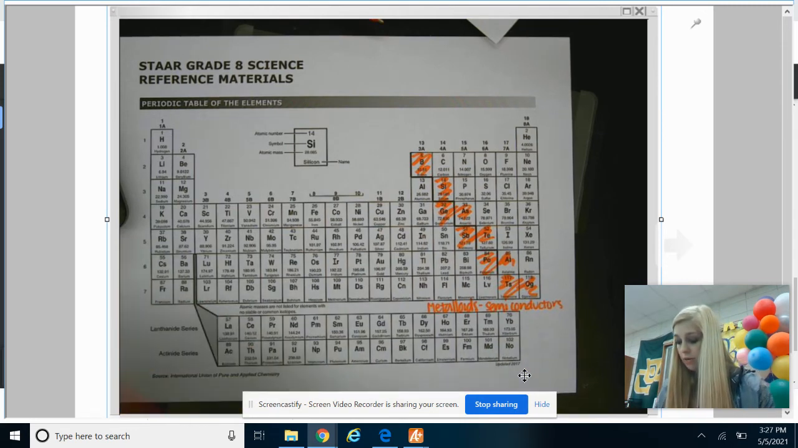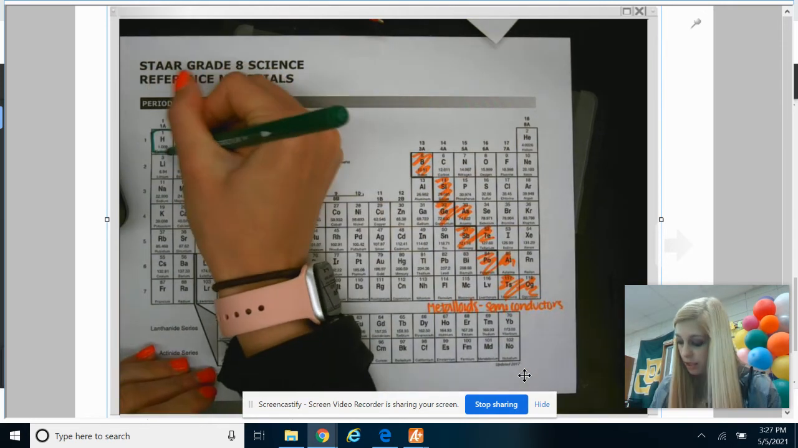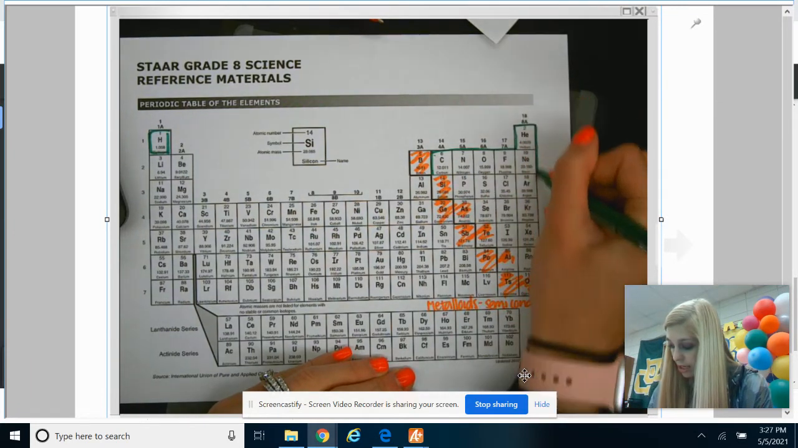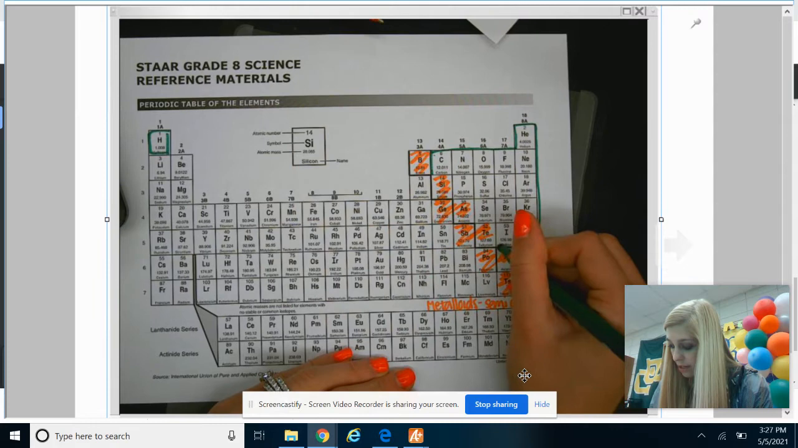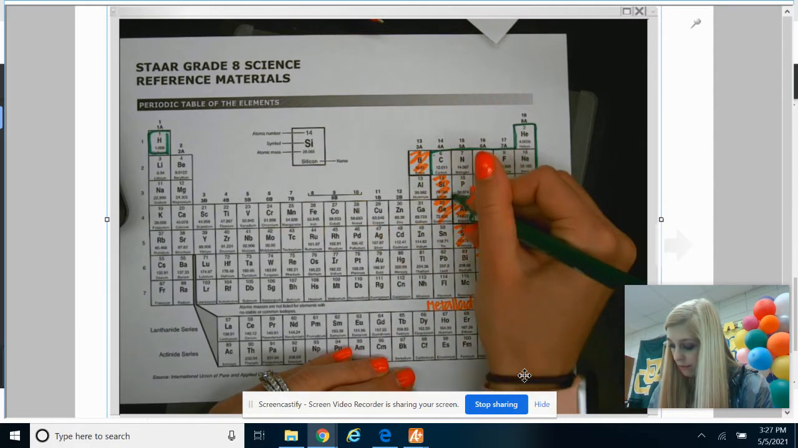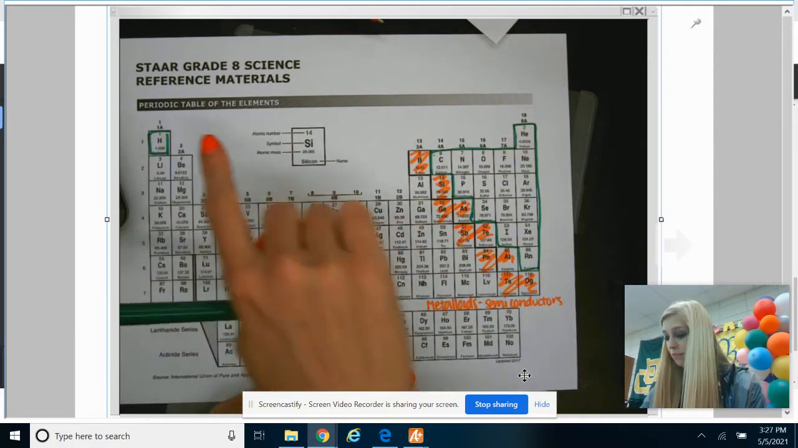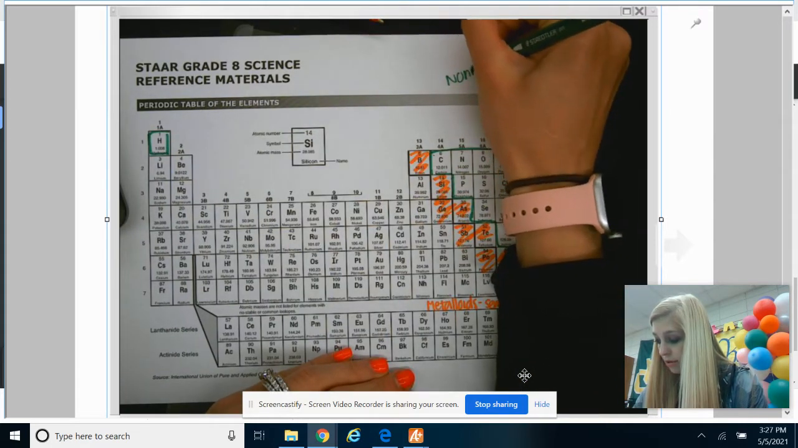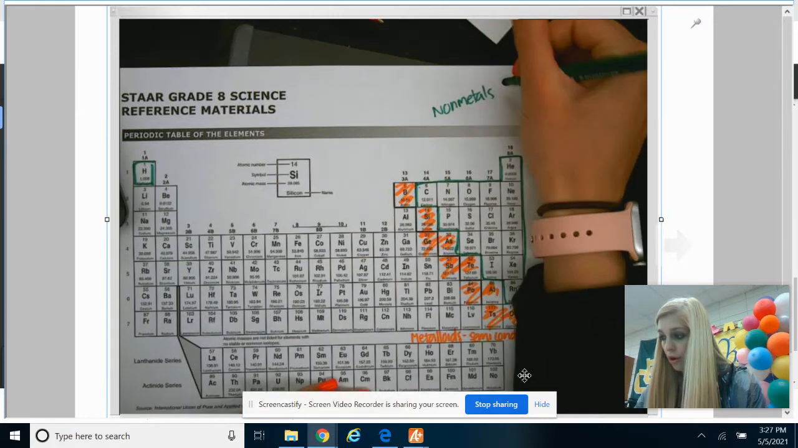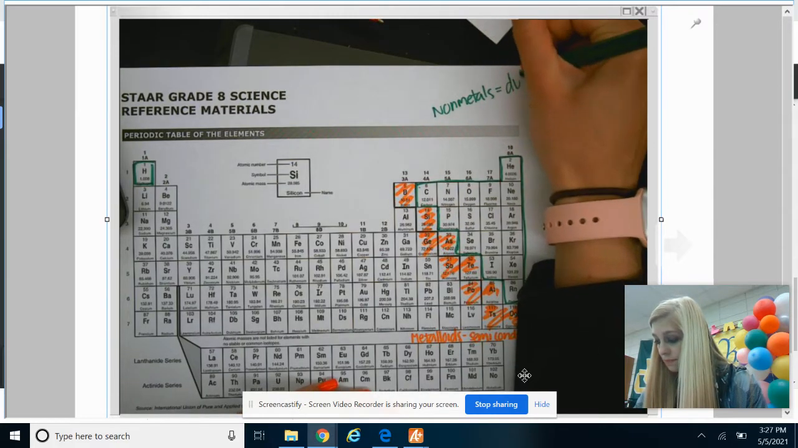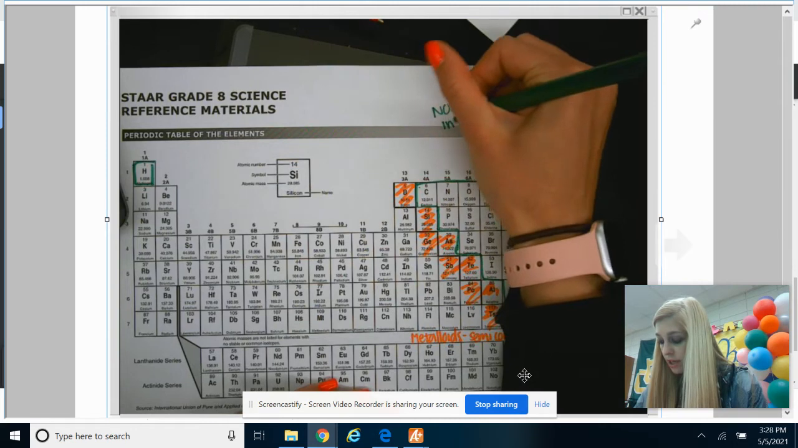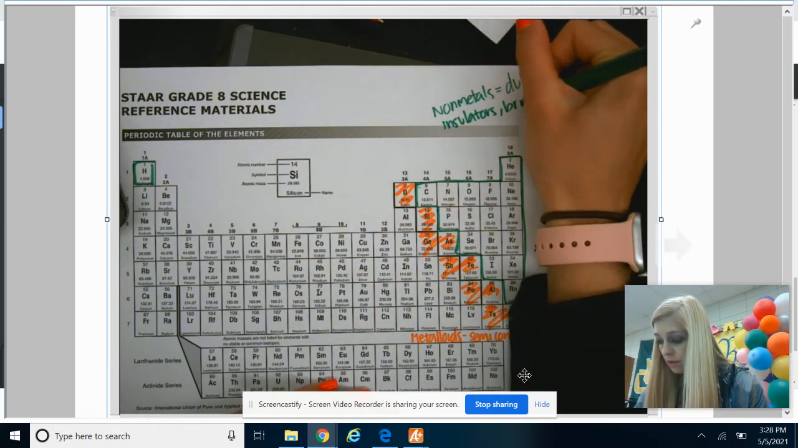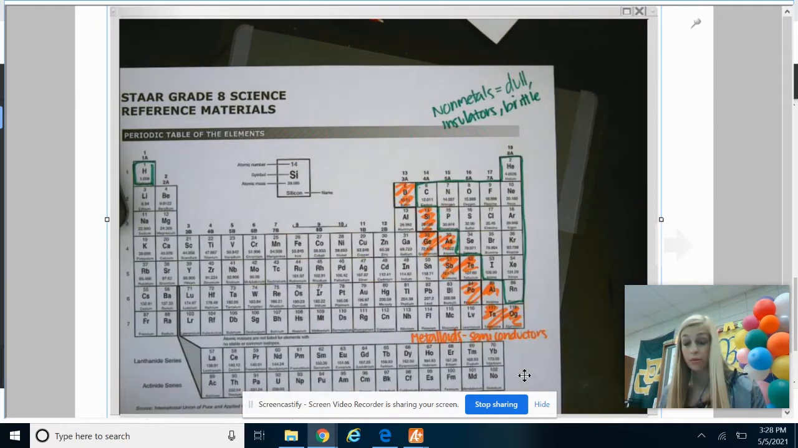Next, I'm going to outline the nonmetals, which are the elements on the right side of the periodic table, except for hydrogen, which is over here. Okay, the nonmetals are dull, insulators, and they're brittle. Remember, brittle means breakable.